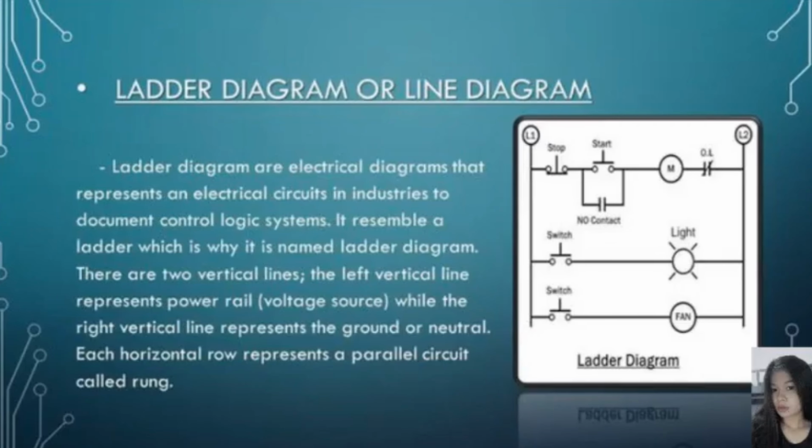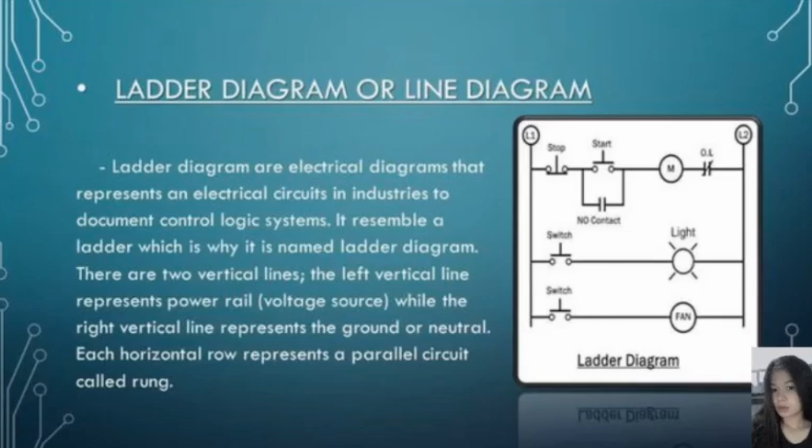Ladder diagram or line diagram. Ladder diagrams are electrical diagrams that represent electrical circuits in industries to document control logic systems. It resembles a ladder, which is why it is named a ladder diagram. There are two vertical lines. The left vertical line represents the power rail or voltage source, while the right vertical line represents the ground or neutral. Each horizontal row represents a parallel circuit called a rung.